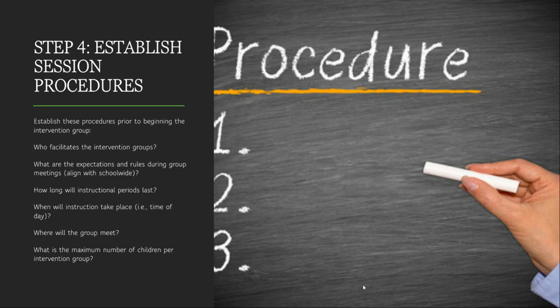Where will this group meet? This needs to be a consistent location so that we're providing that consistency and a space that's conducive for this instruction. And what is the maximum number of children per intervention group?